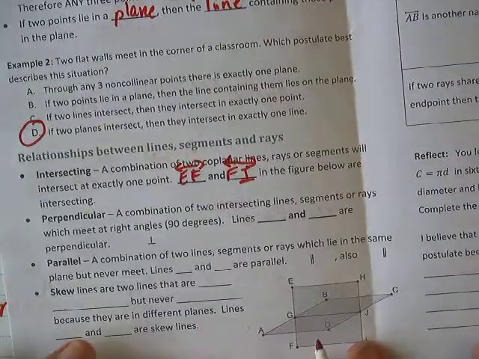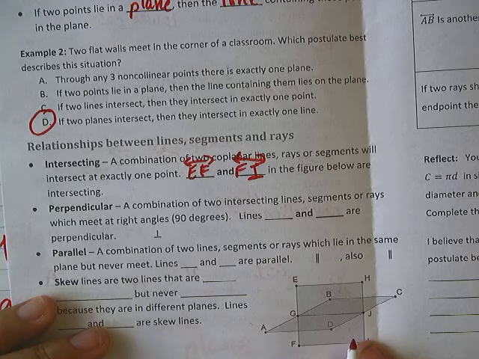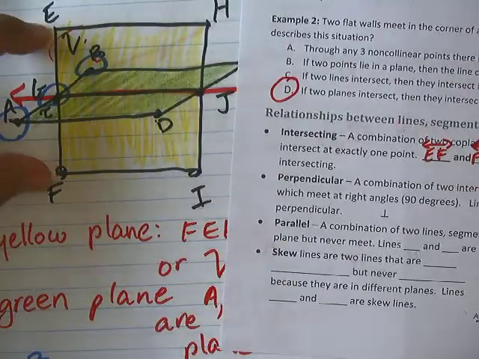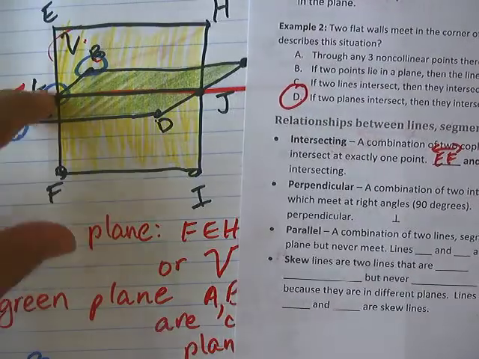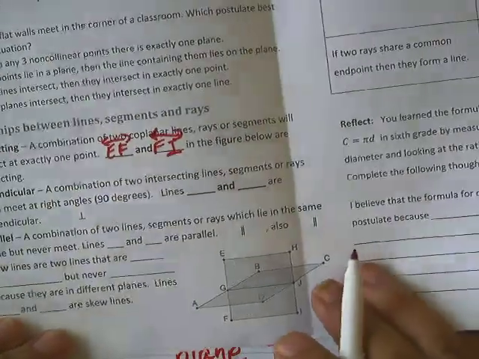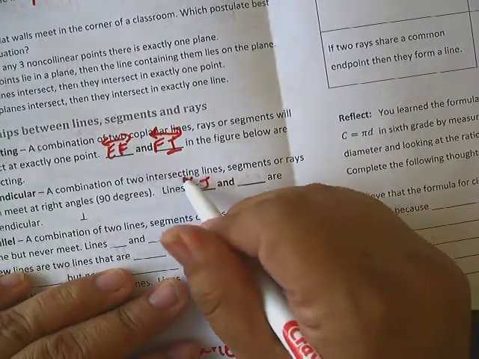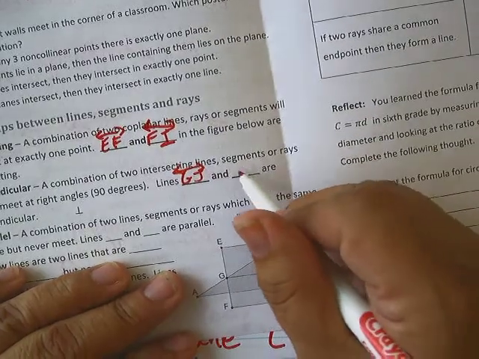Perpendicular, a combination of two intersecting line segments or rays which meet at right angles. So they have to meet at a right angle. Actually, the example I just did worked well, or I could go GJ and HI. Why do I do that? Perpendicular lines are just a special type of intersecting line.